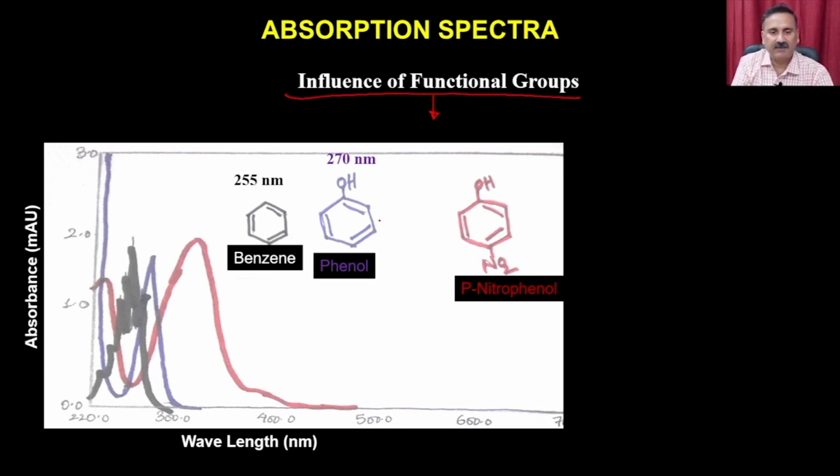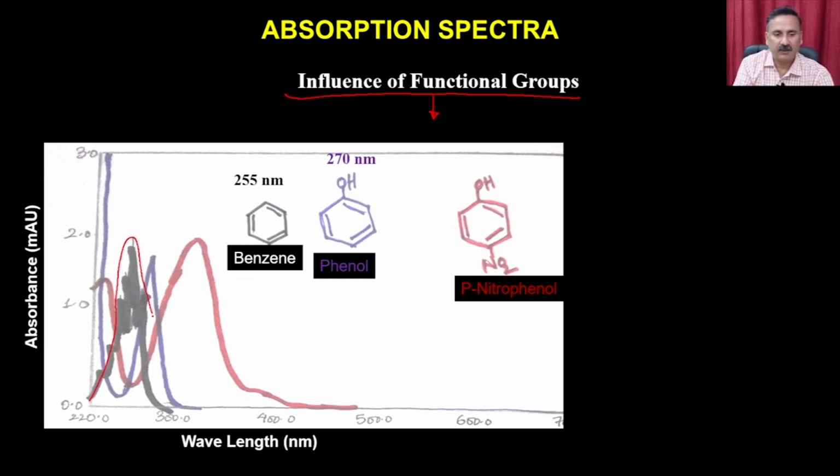Let's see how the functional group decides how the absorption works. For example, I have taken three molecules. One is benzene. Another is benzene with an OH added. And the third one is para-nitrophenol, where I have added NO2 on the other end. So this one has no functional group, this one has one functional group, and this one has two functional groups. This is the benzene spectrum.